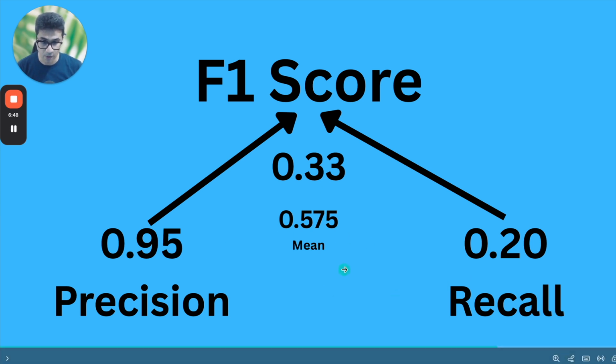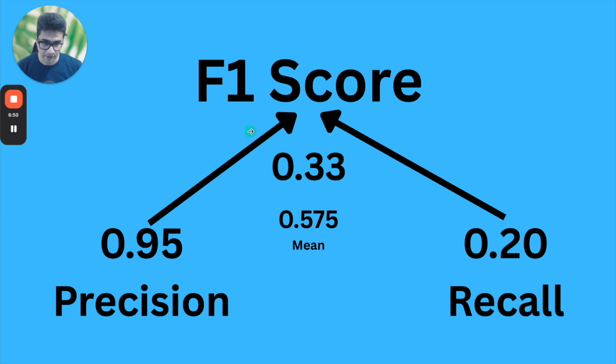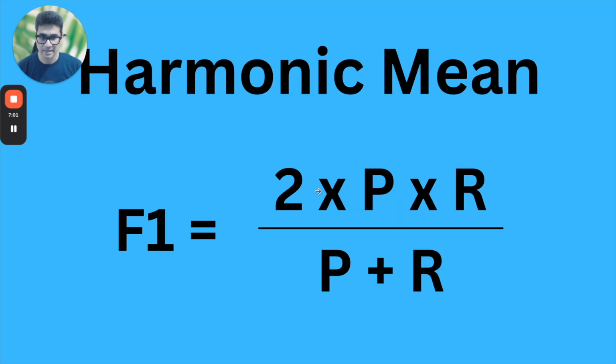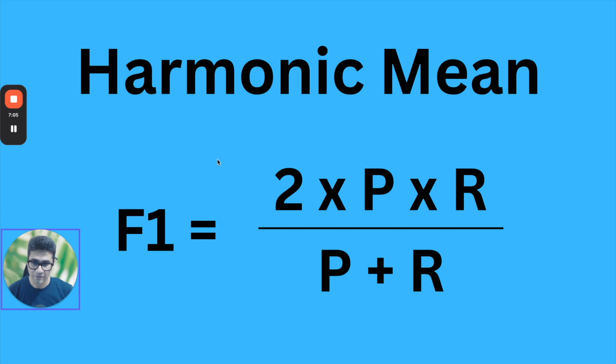So what do you do? How do you really find out? You calculate the F1 score, which really stands at 0.33. Why do we need a different metric compared to an arithmetic mean, right? And how do you calculate it? Basically, it's a harmonic mean. What it means is when you have a very high number and a low number, a harmonic mean will always penalize the entire mean towards the lower side, right?